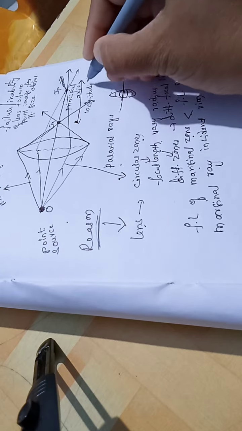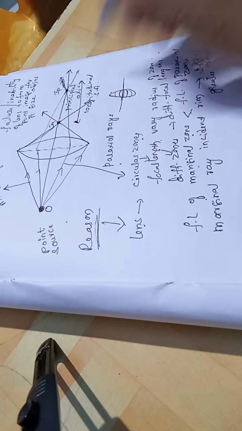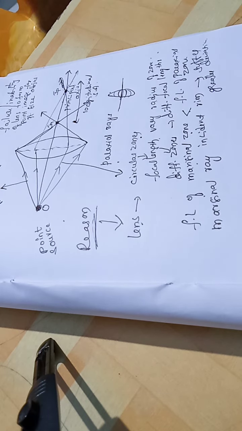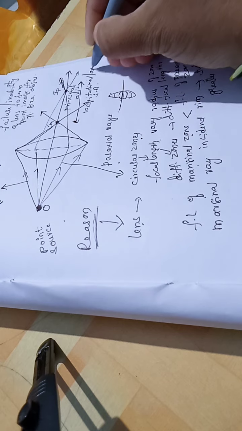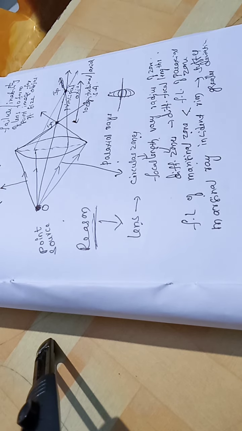longitudinal spherical aberration. So, what is longitudinal spherical aberration? The distance between IM and IP, the image formed by the paraxial rays and image formed by the marginal rays, we call it as longitudinal or axial spherical aberration, right?